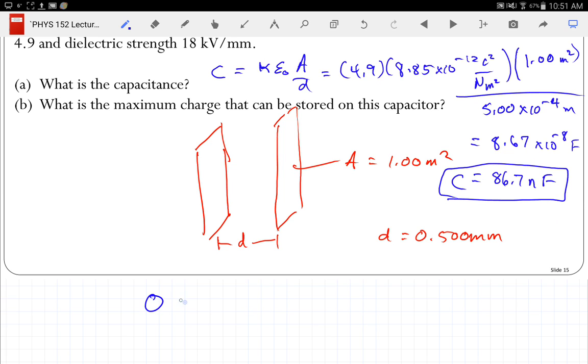Okay, we have Q equals C delta V. And we know that we have a maximum electric field, delta V over D, of 18 kilovolts per millimeter. So if I can have 18 kilovolts per millimeter, what is the voltage difference going to be?